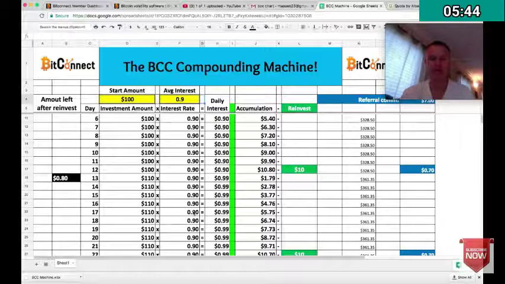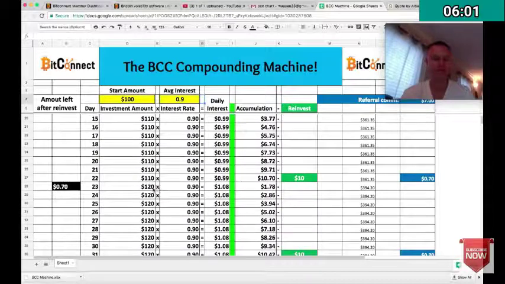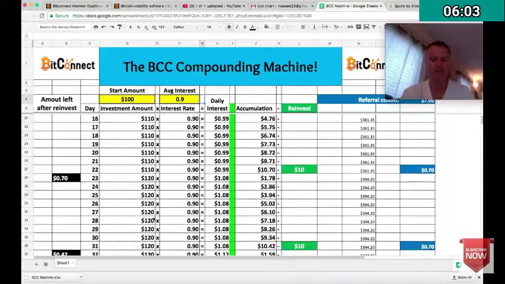Now we're getting 0.9% off $110. The first time, it took us 12 days to get that first reinvestment. Now it took us 10 more days to get the next reinvestment. But now we have $10 reinvested, and we're getting paid off $120 each day.